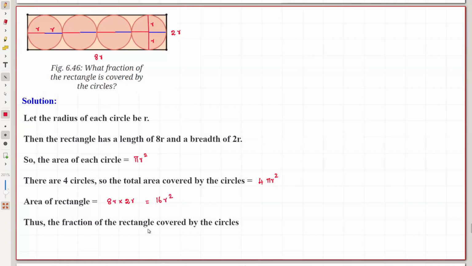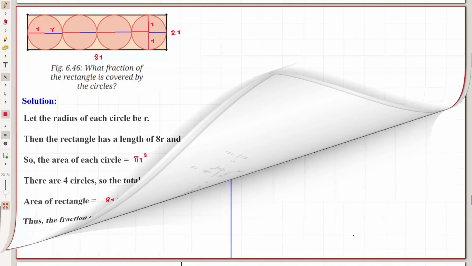Now the fraction of the rectangle covered by the circles is equal to the area of 4 circles divided by the area of the rectangle. That is 4 pi r square divided by 16r square. So r square gets cancelled. 1 4s are 4, 4 4s are 16. So the balance is pi by 4. This answer also is pi by 4.